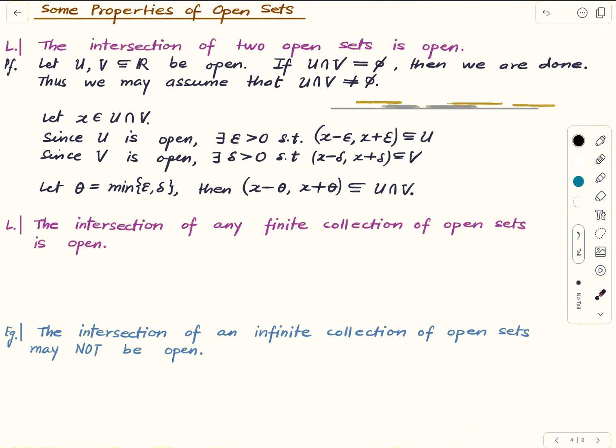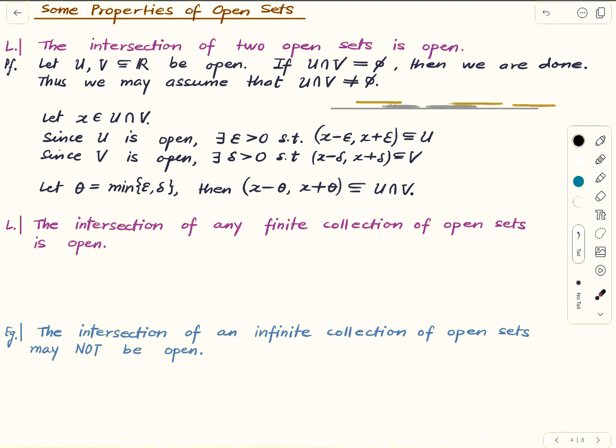So if you pick a point, let's say in the intersection, then you can find a room around the point which is contained in U, and find another room around it which is contained in V, and all we are doing is picking the smaller of the two rooms. The smaller of the two rooms will be contained in both of them, and that's it. That is the argument. So nothing very complicated going on. The best way to understand such things is to prove them by yourself.